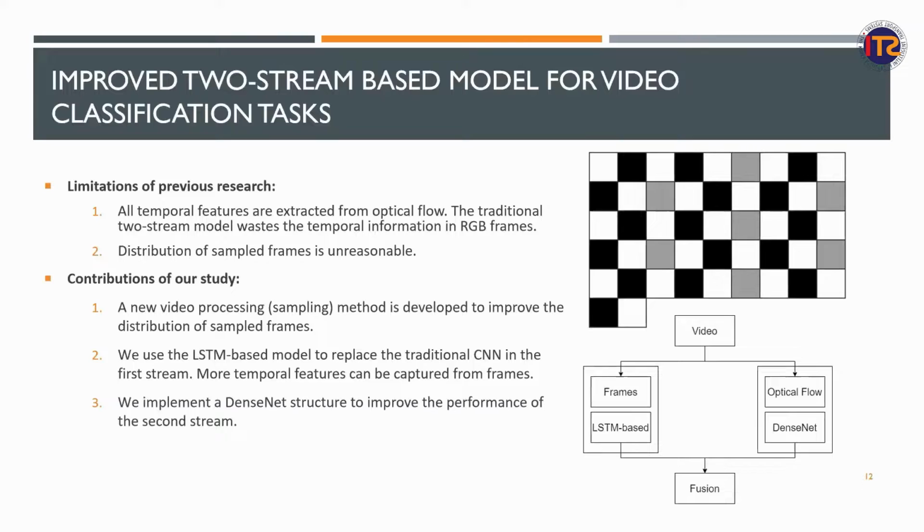Finally, we have also implemented a DenseNet structure to improve the performance of the second stream. So this is our proposed improved two-stream based model for video classification tasks. On the left-hand side, we introduced the LSTM base to improve the distribution of the sample frames. On the right-hand side, on the right track, we implement a DenseNet structure to improve the performance of the second stream, referring to the optical flows. And then clearly at the end of the whole story, we do the fusion. We merge both together.